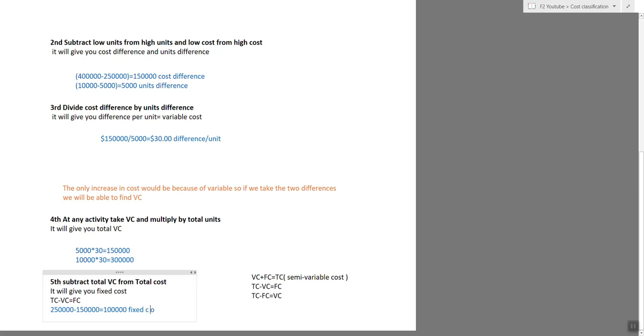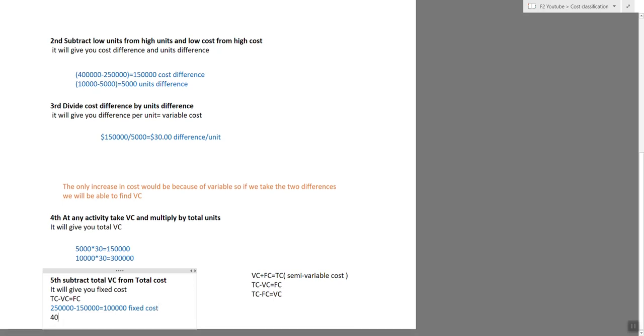So total cost minus variable cost gives you fixed cost. If I take 400,000 minus 300,000, it gives me the same fixed cost. So whether you take the low activity or the high activity, you take that, multiply by units, and then minus it from the total cost. So what we have basically done is taken the total cost minus the total variable cost. It has given us fixed cost.